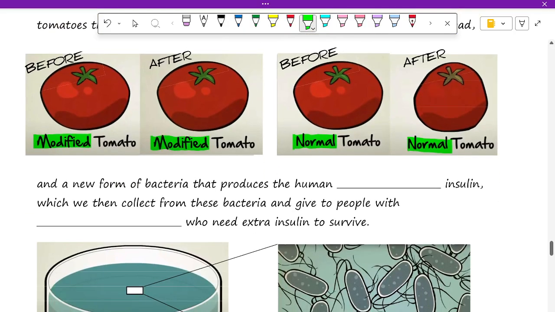Now, the next one is really, really useful. They used to have to get insulin from, I believe it was horses, but I could be wrong. Horses. If you had diabetes. But now they can actually take a bacteria that produces the human hormone, insulin. And we can collect it from these bacteria.